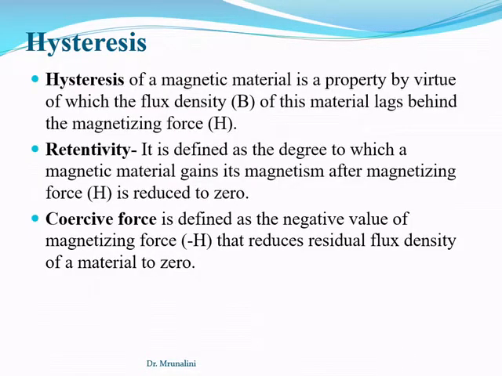Hysteresis. Hysteresis of a magnetic material is the property by virtue of which flux density of these materials lags behind the magnetizing force. Retentivity is defined as the degree to which a magnetic material retains its magnetism after the magnetizing force is reduced to zero. Coercive force is defined as the negative value of magnetizing force that reduces residual flux density of the material to zero.